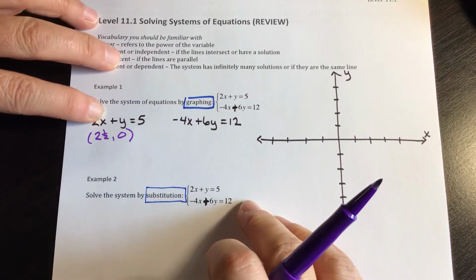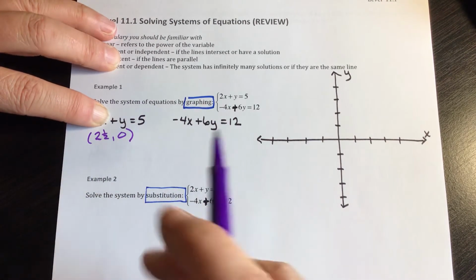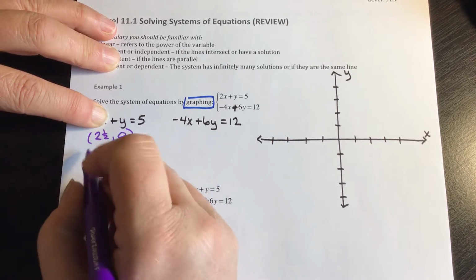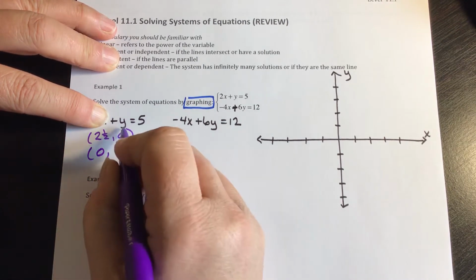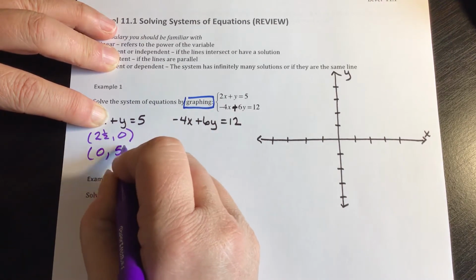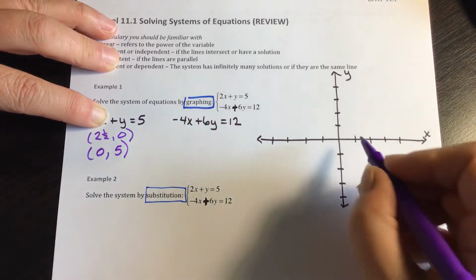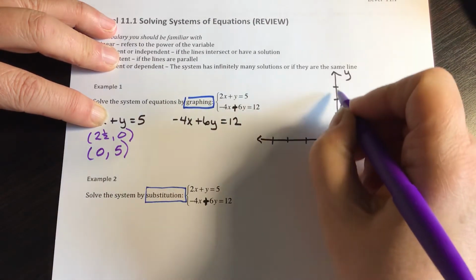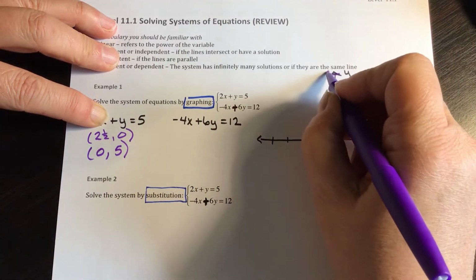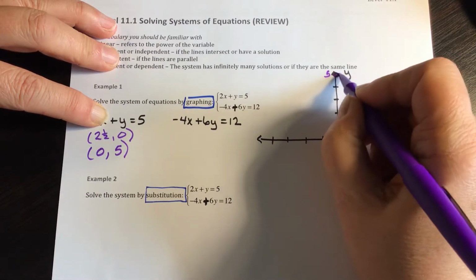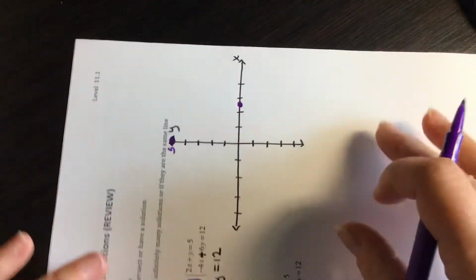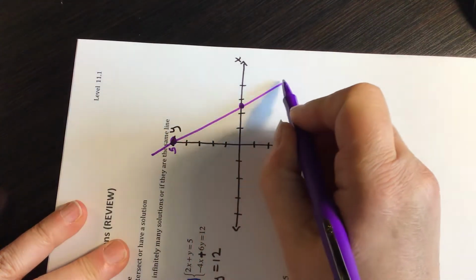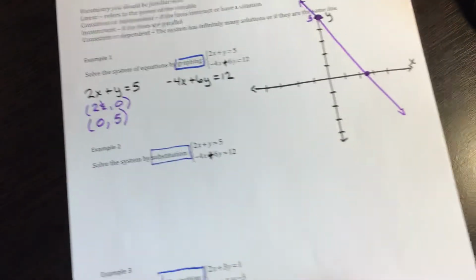Now, if I want to find the y-intercept, I'm going to cover up the x part of the equation. The x part of the equation is 0 and the y value is 5. So if I plot these points, 2.5, 0, and 1, 2, 3, 4, 5 is up here. And if I connect those, there is that line.